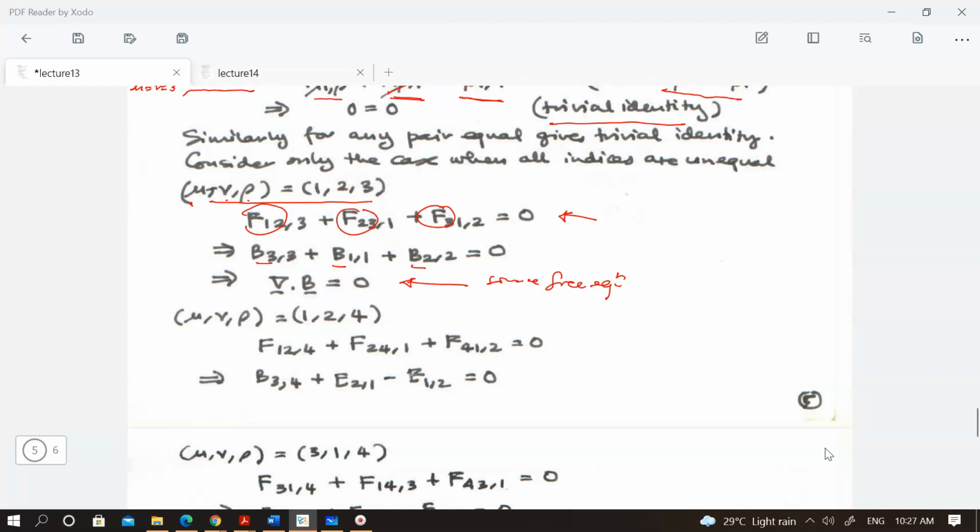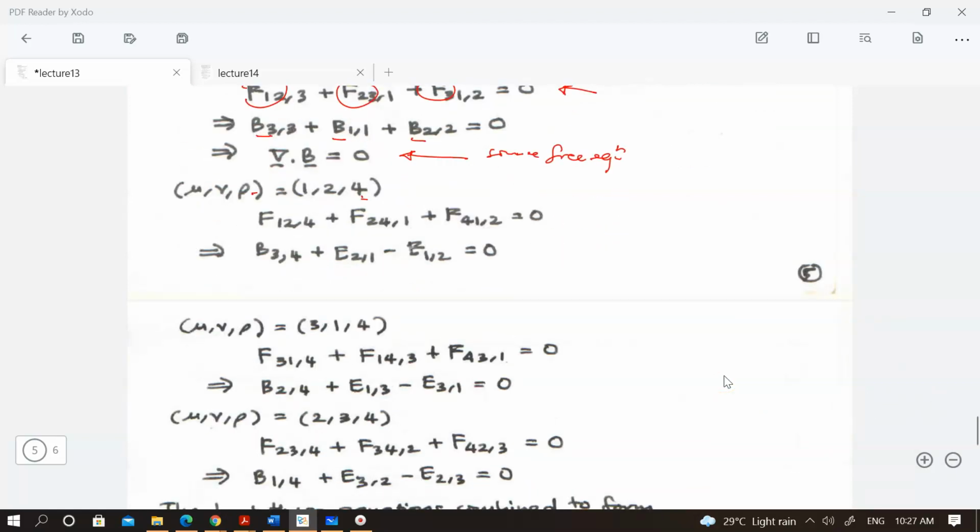Now we start to consider, okay, I can also consider the case where mu and nu is 1 and 2, but rho is 4, and see what happens. So you, again, just simply plug in the indices in this way, 1, 2, 4, 2, 4, 1, 4, 1, 2, and then write down in terms of your electric and magnetic field. That gives you that. Okay, it's not easily identifiable at this stage. So we continue with this particular case. Again, you get this. And you continue with this. And you get that.